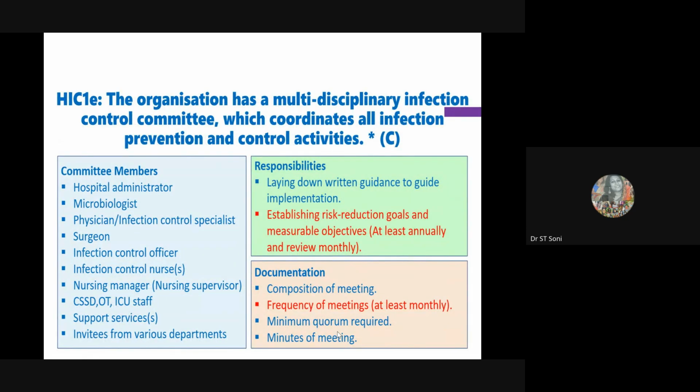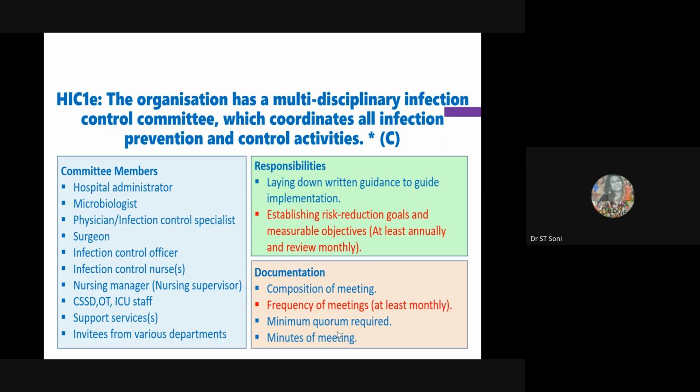To run an infection prevention and control program, we can't run it without a multidisciplinary infection prevention and control committee which coordinates the infection prevention and control activities. The committee members can be the hospital administrator, microbiologist, the infection control specialist, the infection control officer, the infection control nurse, the nurse manager, CSSD staff, support service staff, and anyone you want to invite. Maybe you can invite the security and the sanitary supervisor. They are very, very important. Sanitation and infection prevention go hand in hand.